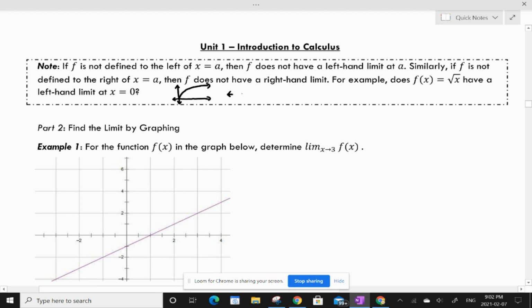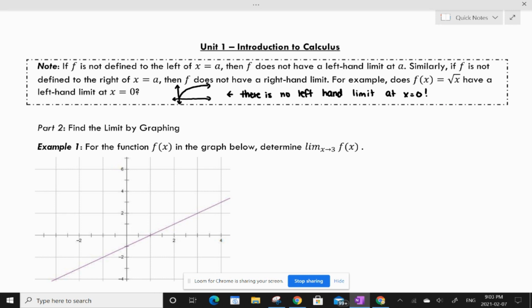So for this, there is no left-hand limit at x equals 0. Alrighty, so it has to be defined along that domain in order for you to be able to take a look at the left or the right-hand limit.